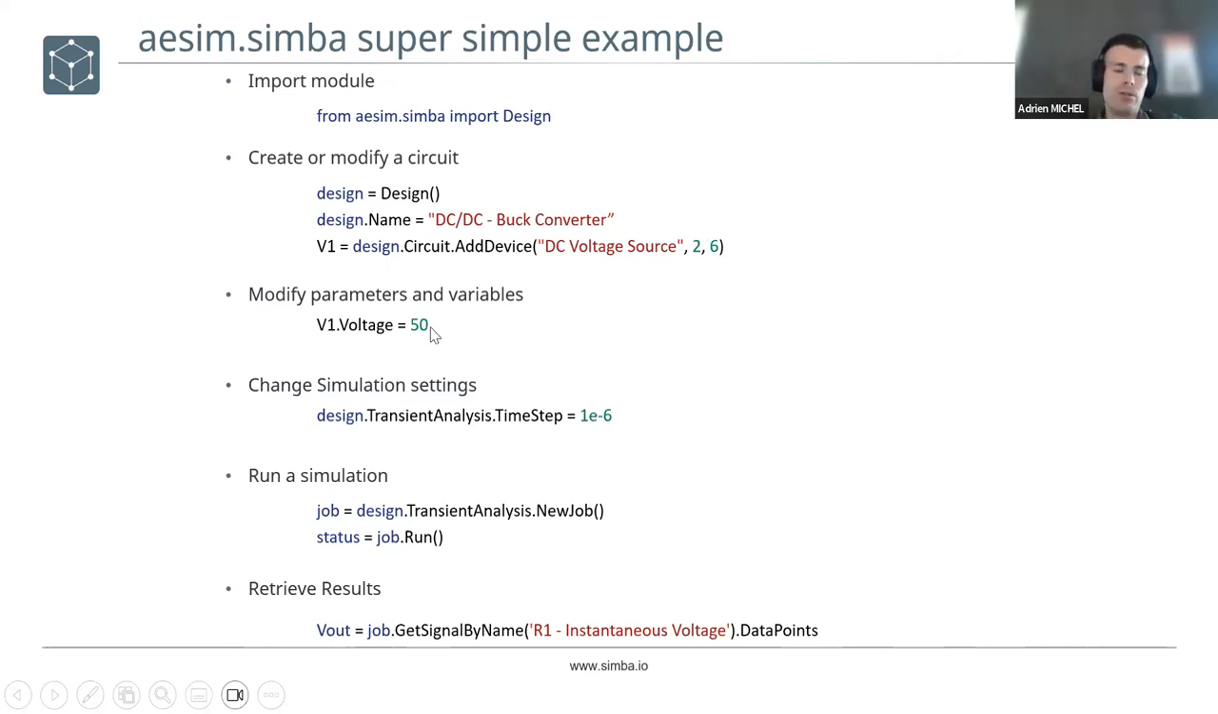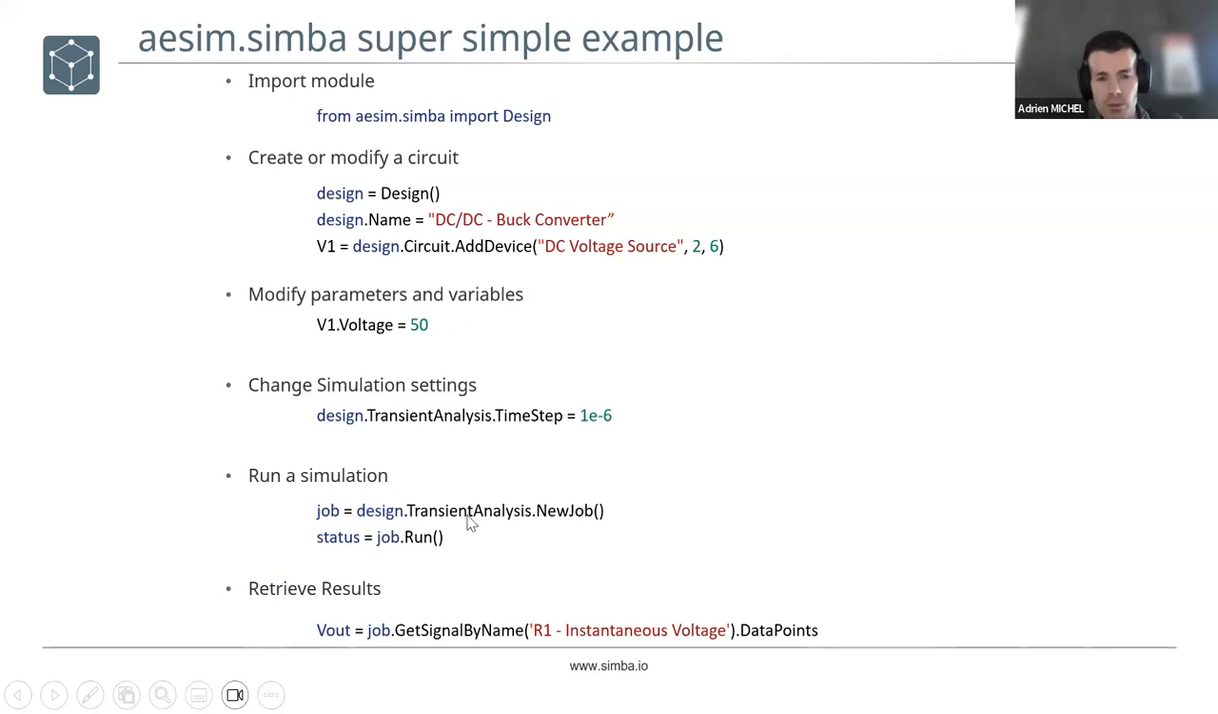You can modify the value of the voltage like this. You can modify any parameters. V1.voltage is equal to 50 volt, 50. You can make and change the setup of your transient analysis simulation. So the time step is equal to 1 micro. And you can run the simulation by adding a new job.